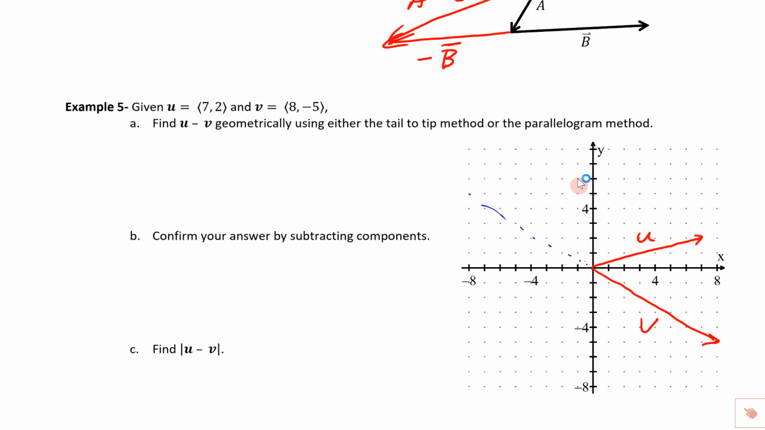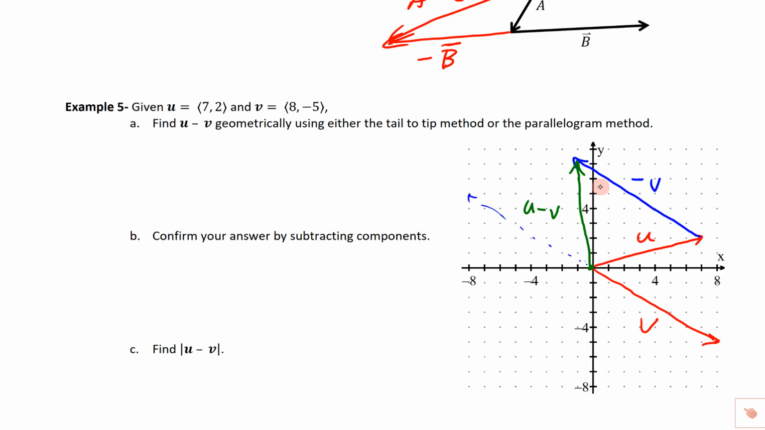So 1, 2, 3, 4, 5. Okay, so here is negative vector v. And I'm just going to put a negative there. So it looks like that. This is v. Negative v goes in the opposite direction, okay? So again, I could put a little arrow there. And then I just move negative v over to here so that it's at the tip of vector u. And remember, let me change colors here, we go from the tail of the first one to the tip of the second one. So this is the vector u minus v. All right, so that right there graphically is our answer.